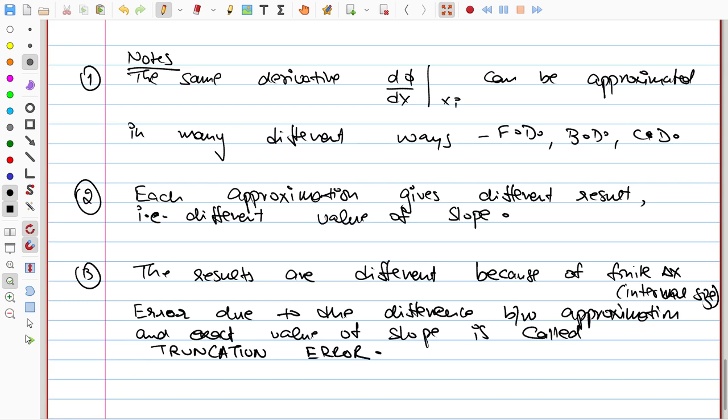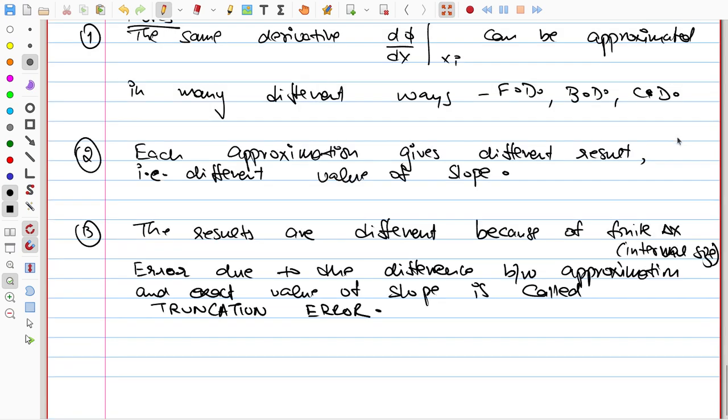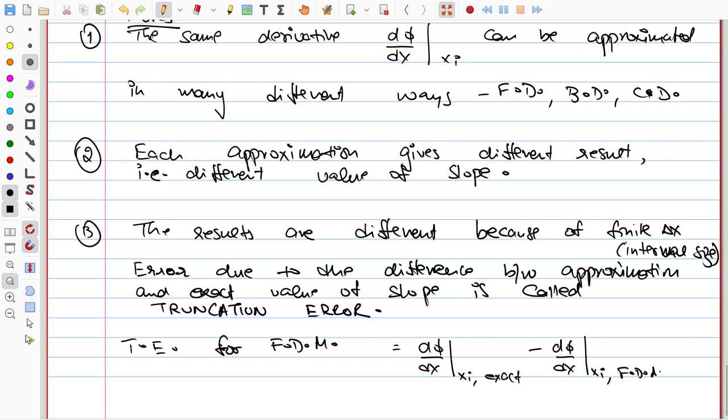And this error has a name, it is called truncation error. So the truncation error for the finite difference method would be the exact slope value minus the estimate. Error is usually the difference between the correct value and the estimated value. So, the exact value of the slope at that point minus the one that you are approximating using the finite difference method.